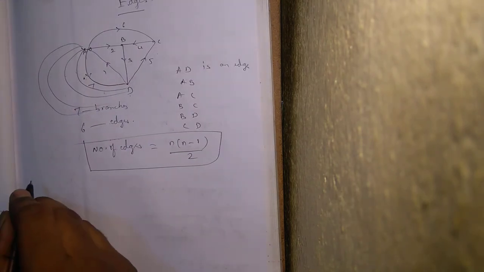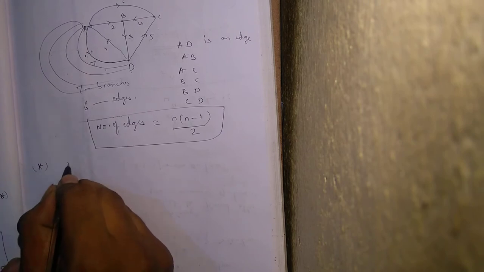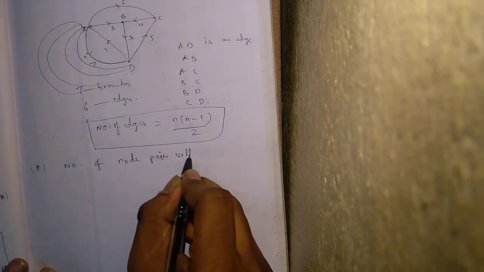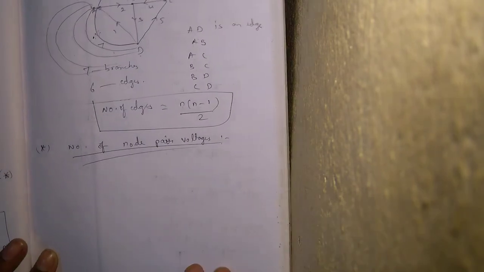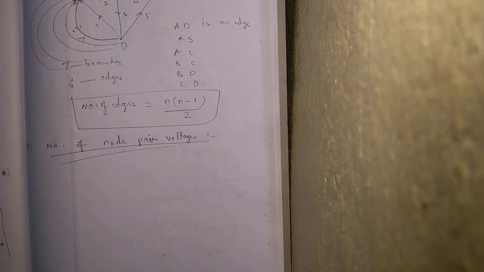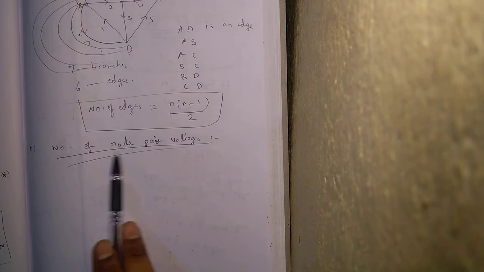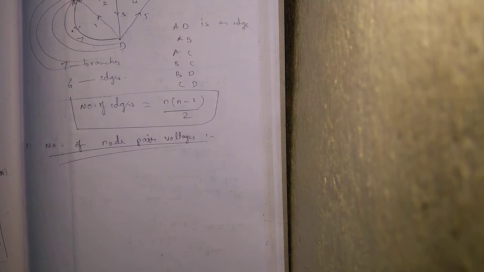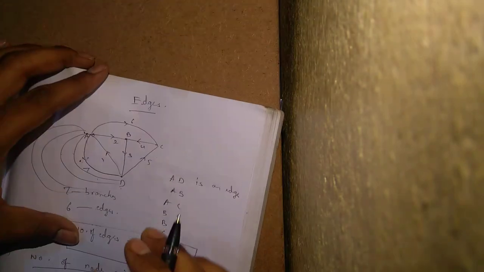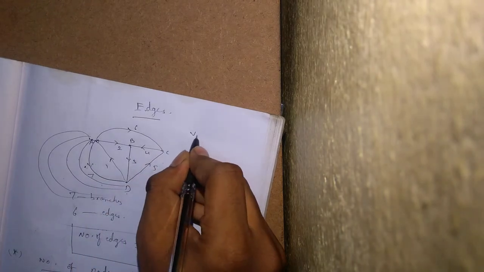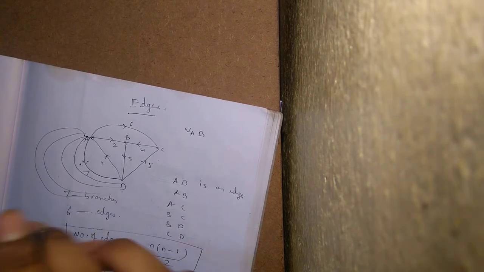So let us quickly move to another definition, which is the number of node pair voltages. Before going to find out the expression for number of node pair voltages, what do you mean by node pair voltage? The name itself says node pair voltage, right? That means voltage between a pair of nodes. See, this is my A node, this is my B node. So VAB is my node pair voltage. That means between these two nodes, the voltage which is present is called node pair voltage.